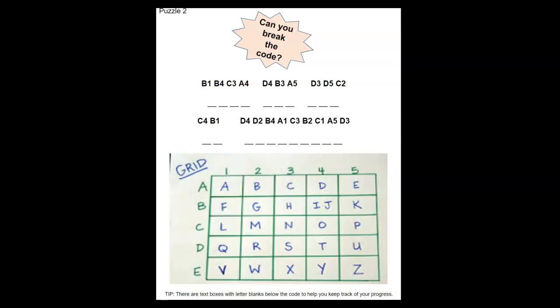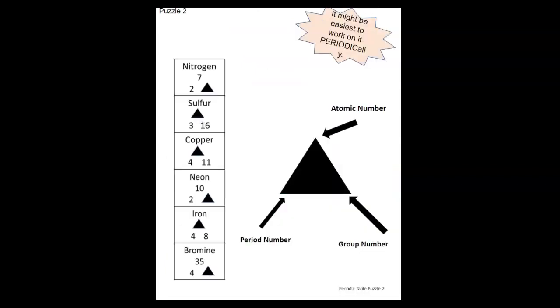Then the second part of this, you are going to find the sum of all these triangles. So the top number is the atomic number of that element. The bottom left is the period number, and the bottom right is the group number. So you're going to figure out the missing triangle information by using a periodic table, and then you're going to add all the triangles together, and then you are going to use the sum as your code.